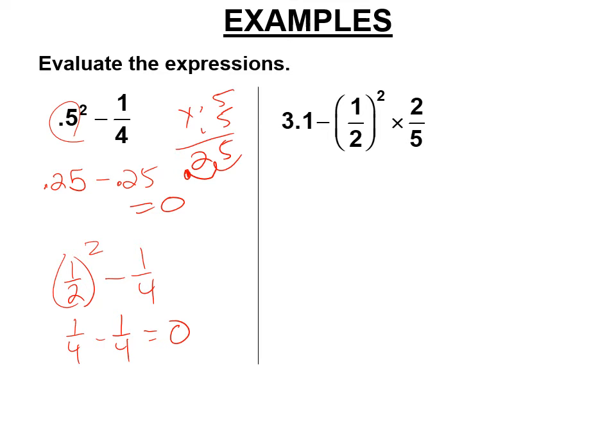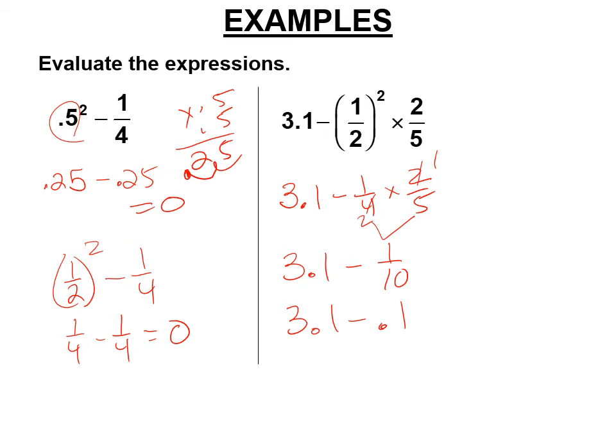All right, 1/2 squared, we just said, was 1/4. So we have 3.1 minus 1/4 times 2/5. Okay, so we have to multiply, so we might as well just multiply this. There's canceling there, and you get 1/10. So you have 3.1 minus 1/10. Well, 1/10 is 0.1. 3 1/10 minus 1/10 is 3. You also could have written this as 3 1/10 minus 1/10, still 3, whichever way you do it.